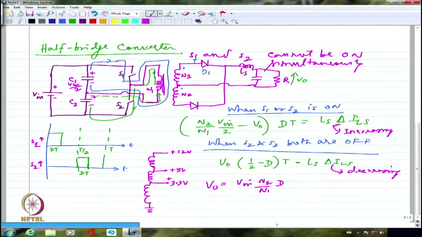This ground is different from the primary side ground. The primary side ground is connected to the high voltage power supply. In all probability, I may have 230 volts, a diode rectifier, and a capacitor filter giving me V in. Right? And after that, I am stepping down everything using a high frequency transformer. So this side ground is different from the other side ground.